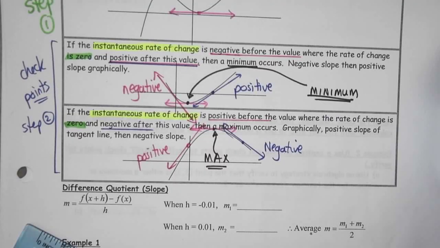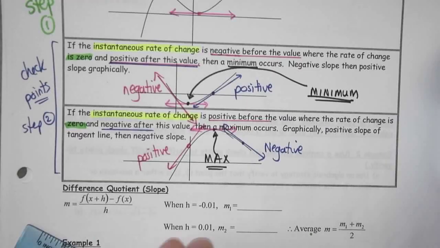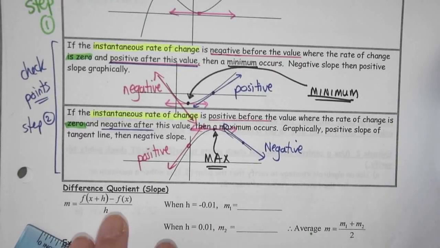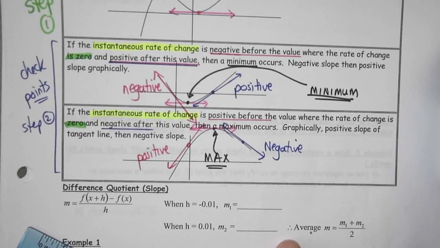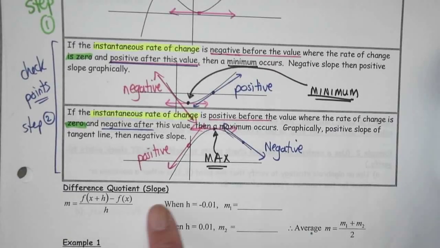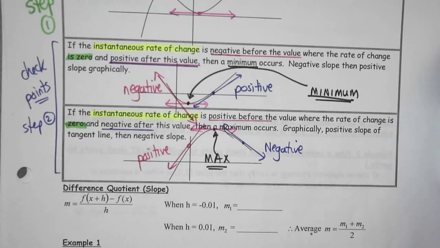So first we're going to use the difference quotient to find out what the slope is. If the slope is 0, so step 1, if it's 0, then we're going to use the second part to decide whether or not it's a maximum or minimum. So the first step we're going to do is the difference quotient. If it's not 0, it's not a max or a min. Already done. It's neither a max nor a min.